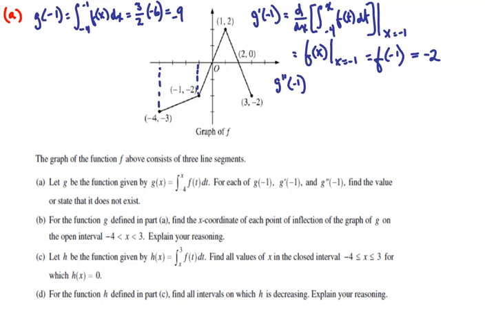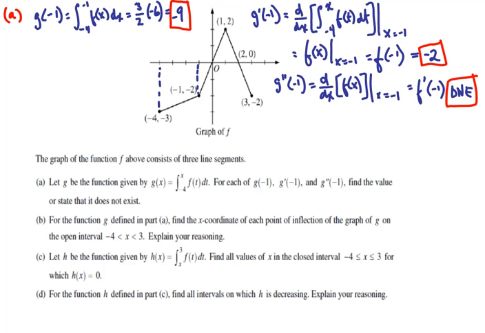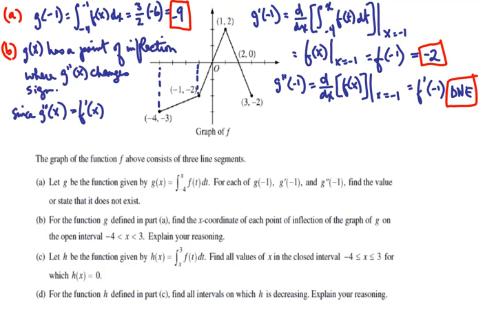Now, the second derivative is just the derivative of the first derivative, which was f of x, and so that's just f prime of x, and evaluated at -1 is f prime of -1, and that gives the slope of the curve at x equals -1, which does not exist because of a sharp turn. But in this case they don't ask us to justify why. So we have -9, -2, and does not exist for the first part.